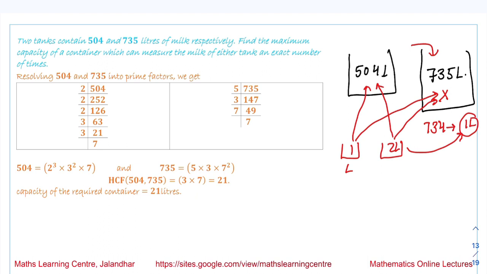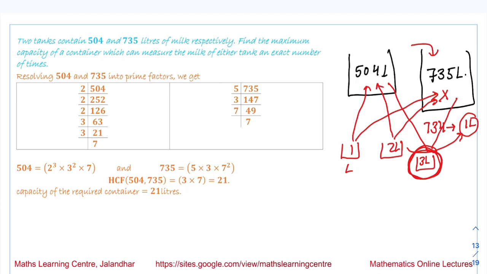Suppose I am talking about a 3 liter container. We will see that this 3 liter container can measure the capacity of both of these. So we have to find the highest capacity of the container that can be used to measure the milk in both these containers exactly. So basically what we have to do is find the HCF of both these values. So we are talking about the HCF of 504 and 735.